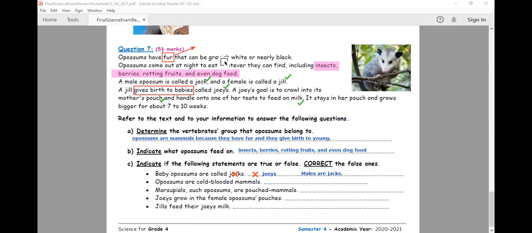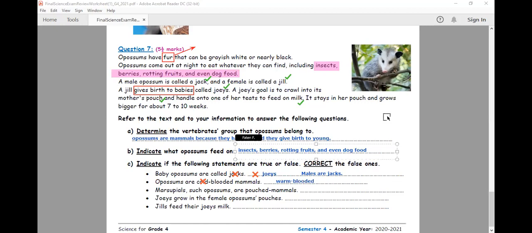Opossums are cold-blooded mammals. True or false? False. They are mammals, so they have a fixed body temperature. They are warm-blooded.